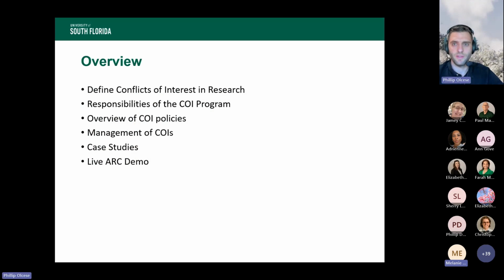So this is the overview: define conflicts of interest in research, responsibilities of the COI program, overview of COI policies, management of COIs. We'll do some case studies, and then I will take you into ARC to do a live demo on how to disclose.